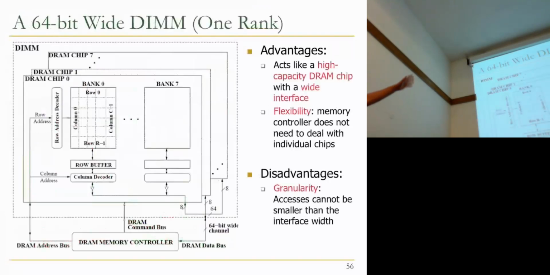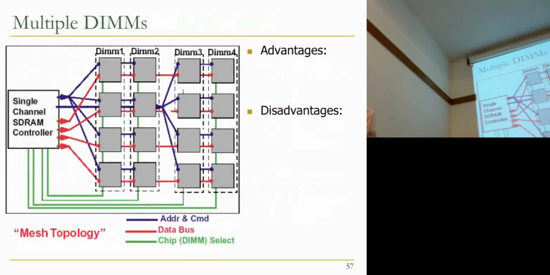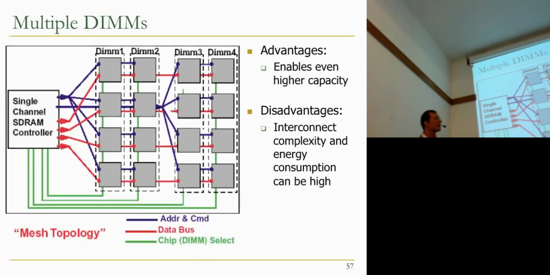Okay, so we've not stopped here. We can have one DIMM, right? Now, what if you want to add more capacity? Well, you can have multiple DIMMs and interconnect them in some manner, right? This is a terrible picture here, but there can be some interconnect that interconnects a bunch of different DIMMs together to get a higher capacity DRAM. But now, of course, with that interconnect, your latency increases to different DIMMs, right? The advantage is it enables even higher capacity, and this is one of the main forms that we get capacity today in DRAM systems. The disadvantage is the interconnect complexity and energy consumption can be high. And also you get variable latency. You don't have to get variable latency. You can assume the worst case latency, but then your latency increases, right?